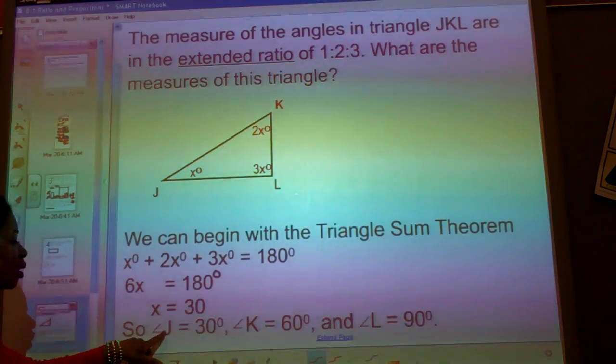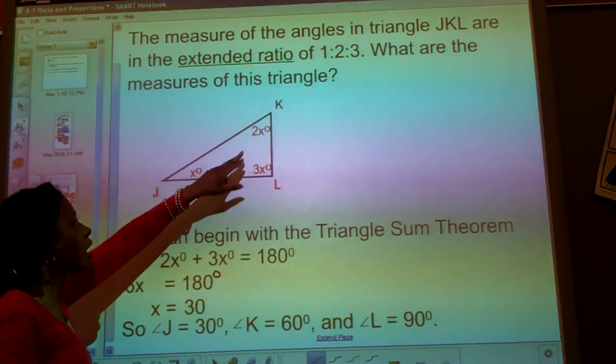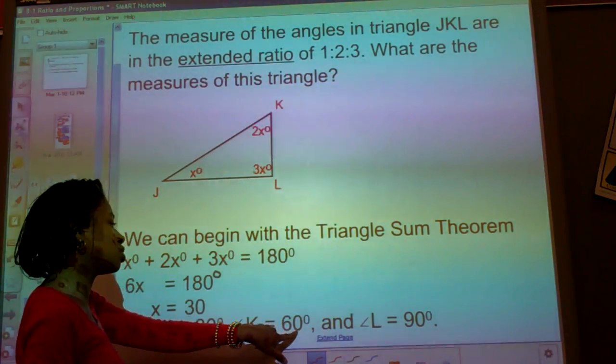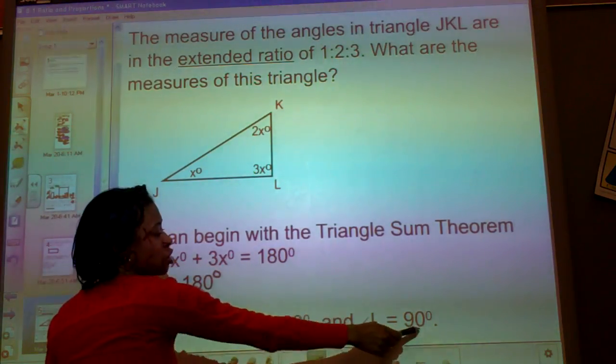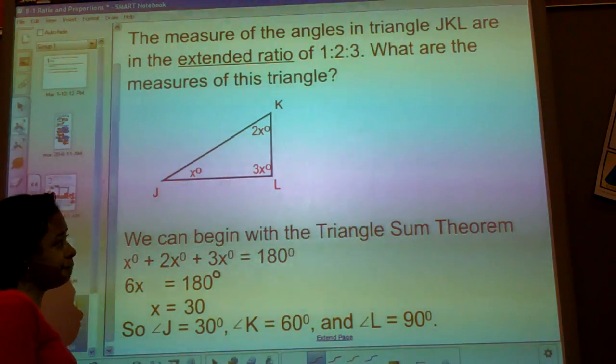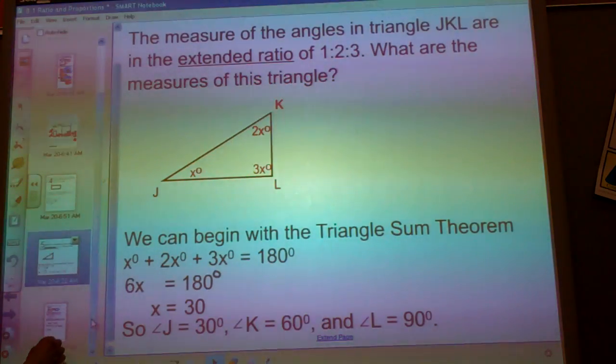So that means that angle J is 30 degrees because that's the value of x. Angle K is going to be 2 times 30 degrees, which is 60 degrees. And angle L is going to be 3 times 30 degrees, which is 90 degrees. Okay? Moving further here.